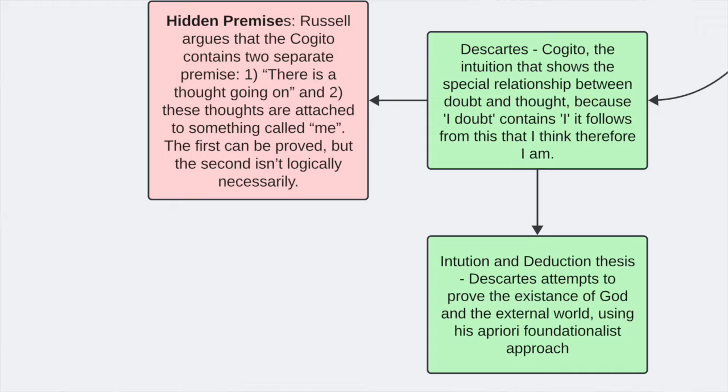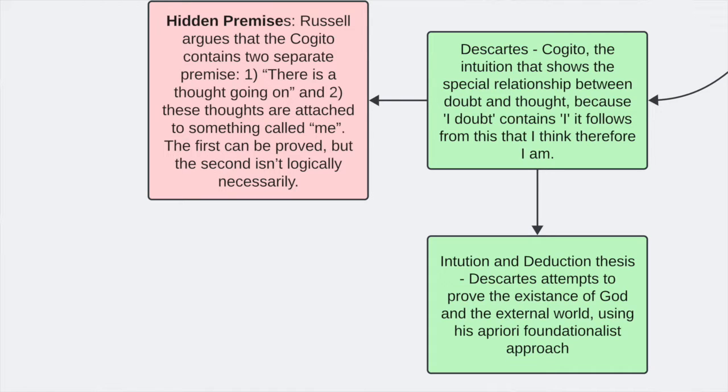Now, Descartes then tries to go on to prove everything else, basically. He tries to prove the existence of God, and he tries to prove the existence of the external world. I won't cover those in this video, because in my previous video I explained all of his arguments for philosophy A level. But we don't need this.